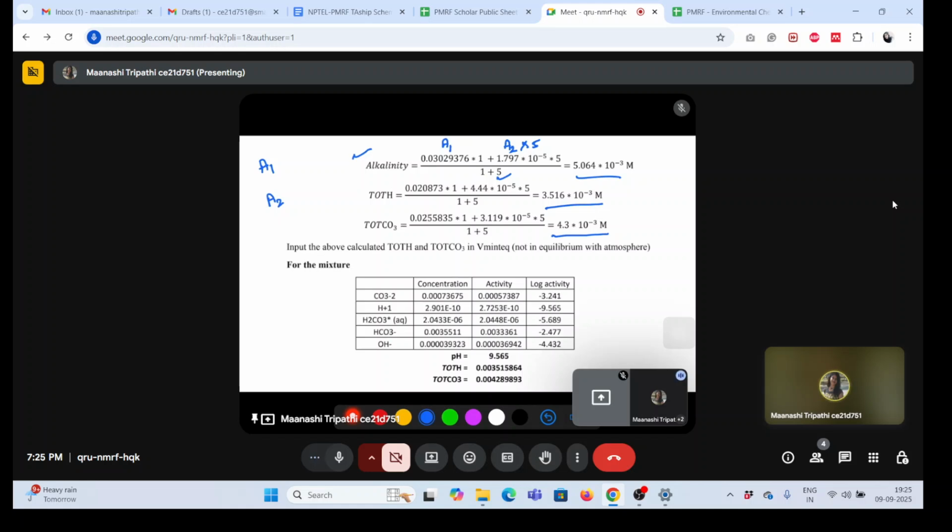Okay, the step is written. Input the above calculated total hydrogen and total carbonate values in Visual Minteq. So it is not in equilibrium with the atmosphere. Okay, initially it was in equilibrium. Then we will keep the values in Visual Minteq of total hydrogen and total carbonate. After clicking run Visual Minteq, all these values will change automatically, and we will get the result. This question is also from 2023's assignment.